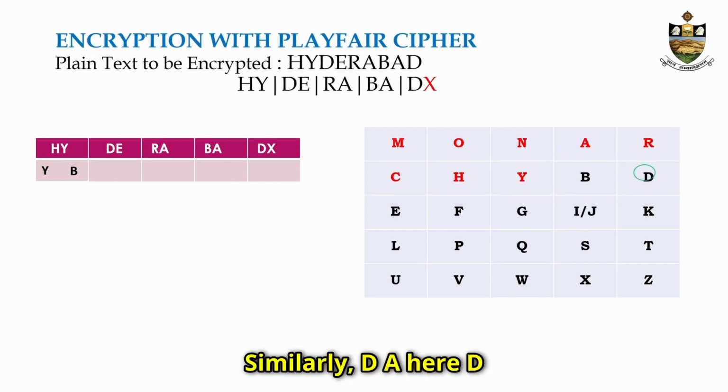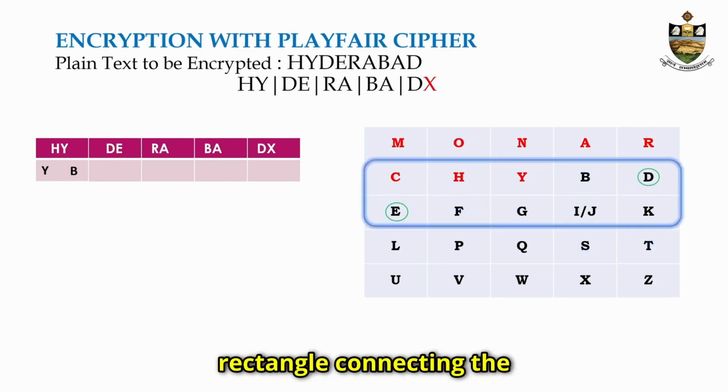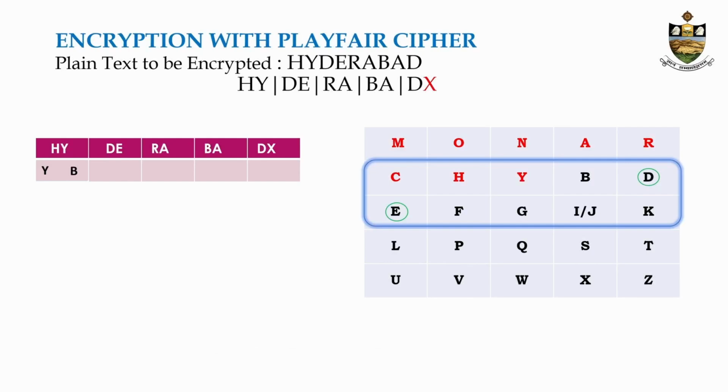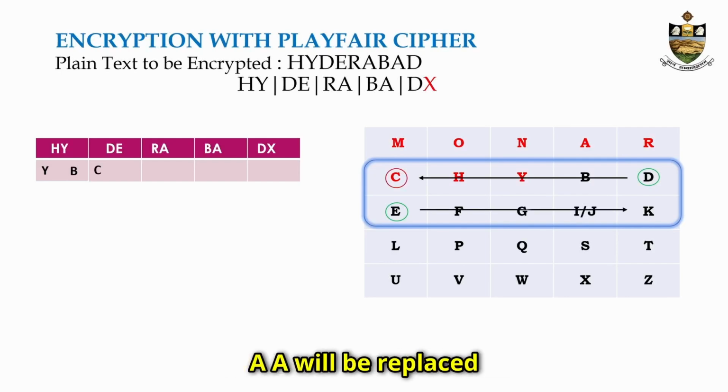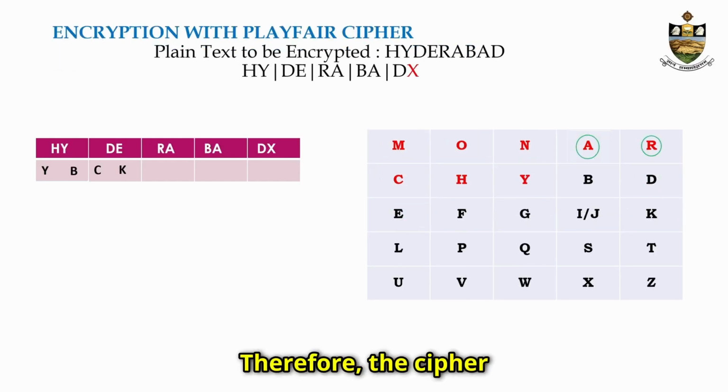Similarly, DE. Here, D and E are represented with green circles. They are neither in the same row nor in the same column. Hence, we create a rectangle connecting the two letters. As per the third rule, D will be replaced by the element in the opposite corner of the same row. With reference to that rule, D will be replaced with C, whereas E will be replaced with K. Therefore, the ciphertext for DE is CK.